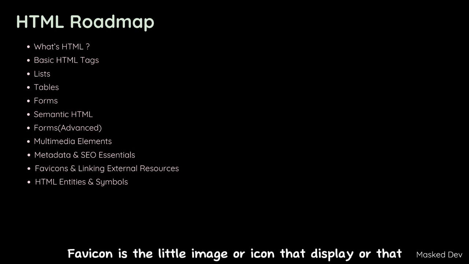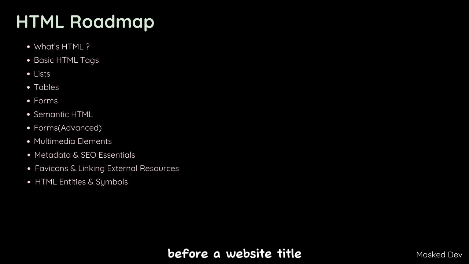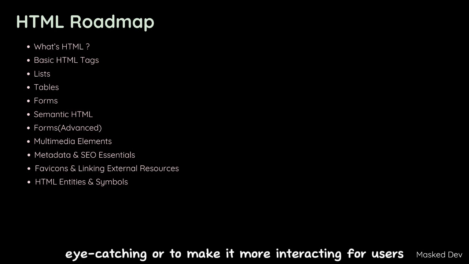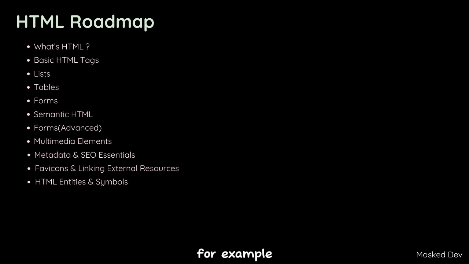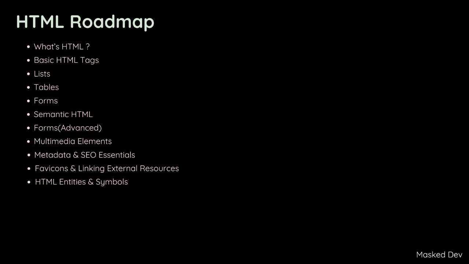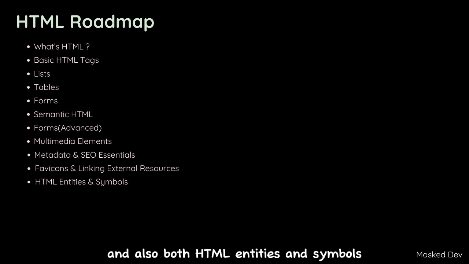Favicon is the little image or icon that shows before a website title. And linking external resources: we can link external resources to our HTML to make it more eye-catching or more interactive for users. For example, we want to bring in resources for icons. We can use Bootstrap icons and all those other icons that we have. Also HTML entities and symbols.